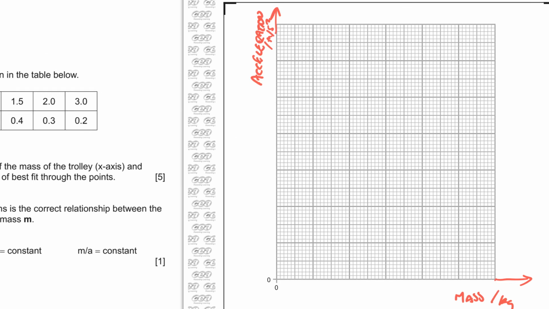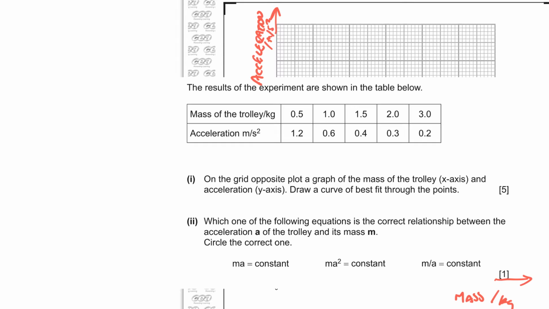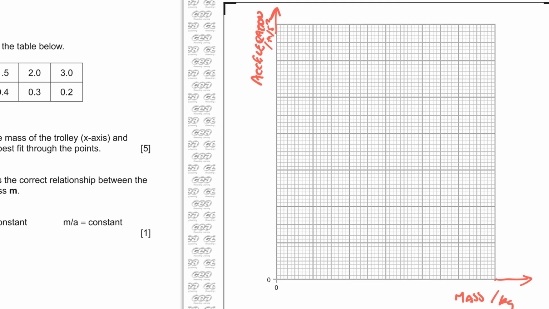So we've got acceleration in meters per second squared, mass in kilograms. Looking at the numbers, we need a mass that goes all the way to 3 and acceleration that goes to at least 1.2. So we can make this 0.5, this 1, and this 1.5. And mass, we could go 1, 2, 3.